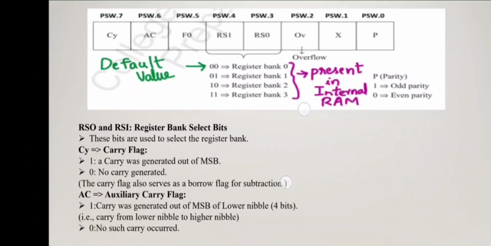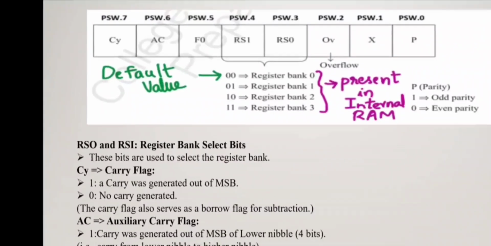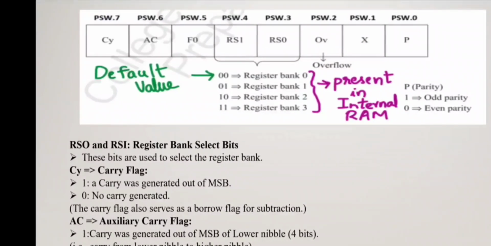Okay, so this can be explained by taking an example in the last section of this video. Okay, so RS0, RS1 are register bank select bits. These are used to select the register bank.